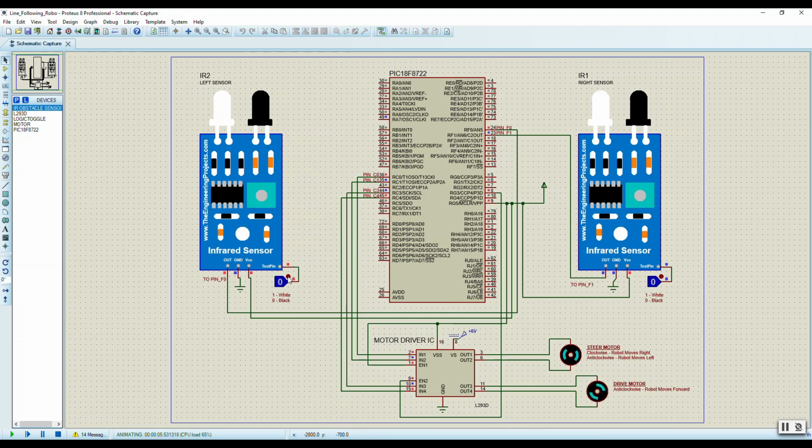And if both sensors detect black, see the blue bit is still not passed. Okay, it has been passed and they both are now stationary.